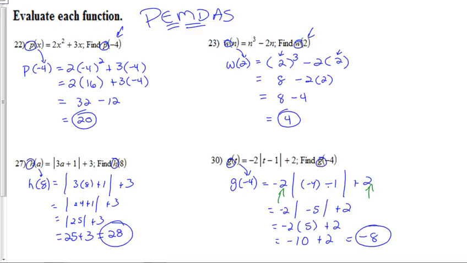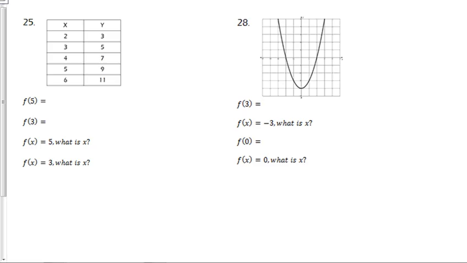Okay, if you didn't understand the exponents or the absolute value, make sure that you go in and see your teacher, or you can rewind this, watch it a few times. You'll get it. Okay, lastly, we're going to do 25 and 28. These involve looking at a table or a graph and figuring out the values. So remember now, it's x on this side, y on this side. Okay, here's the x-axis, here's the y-axis, here are x's, and here are y's. So it should be kind of easy to figure out as long as you know that the x is here and the y is here.